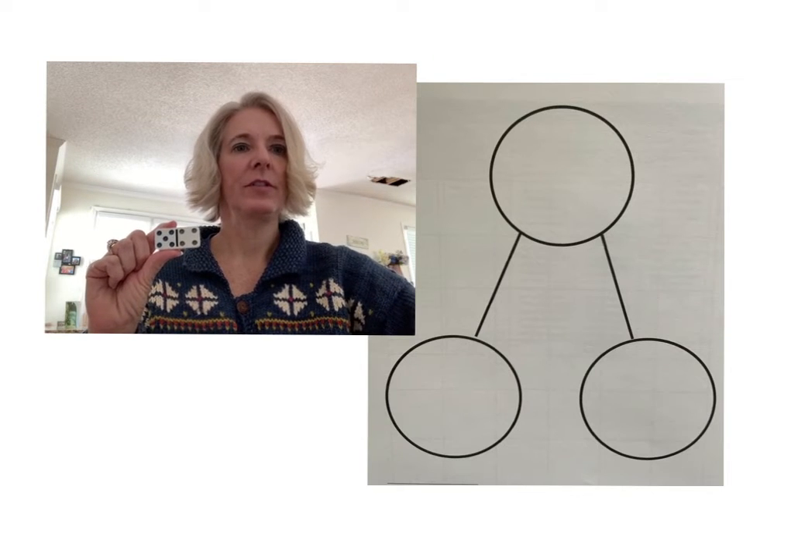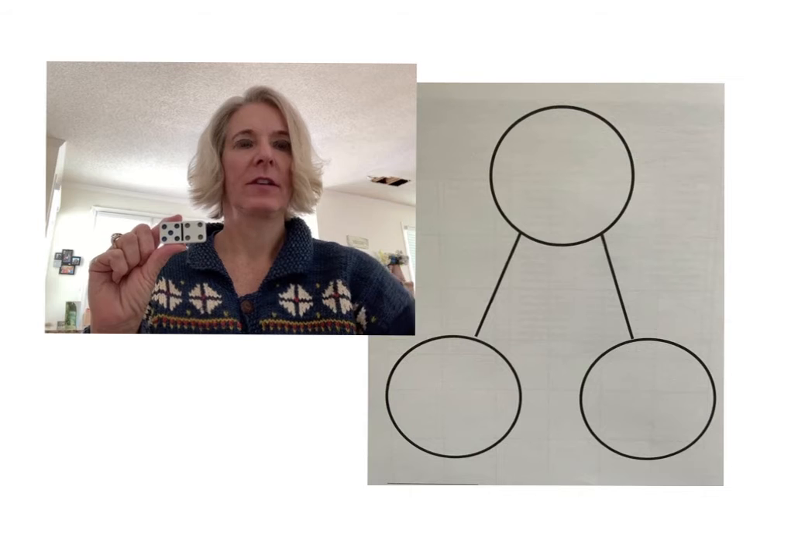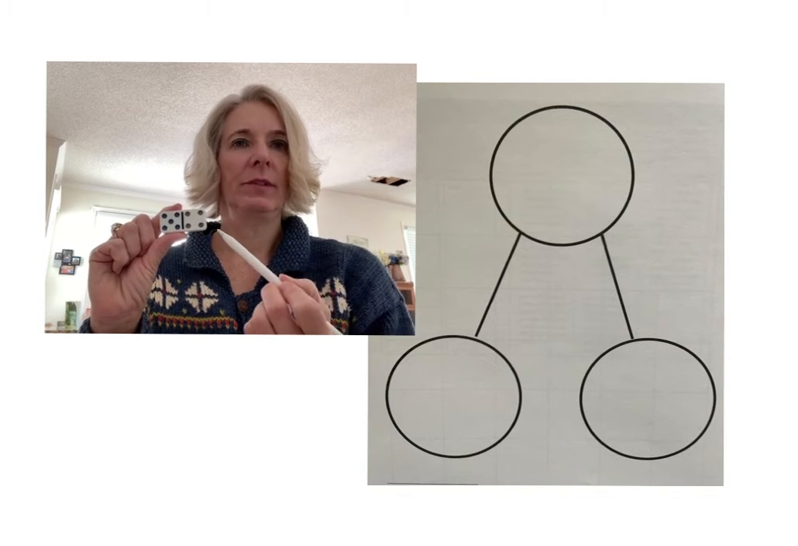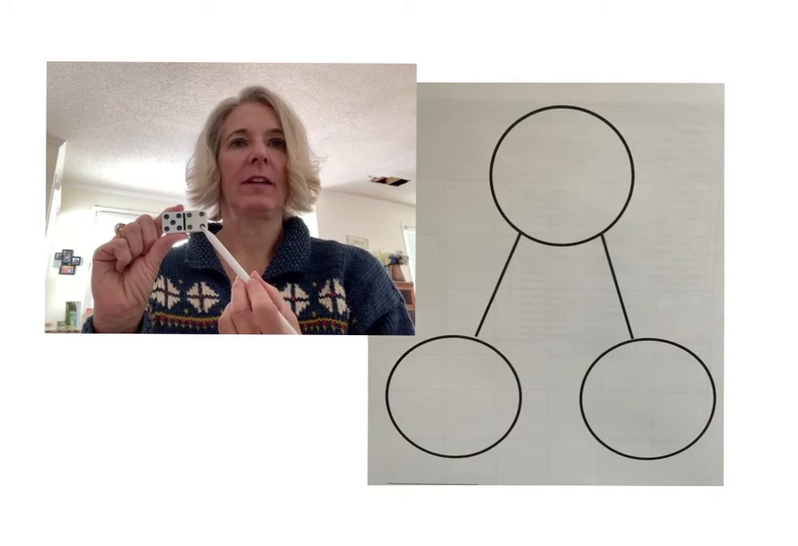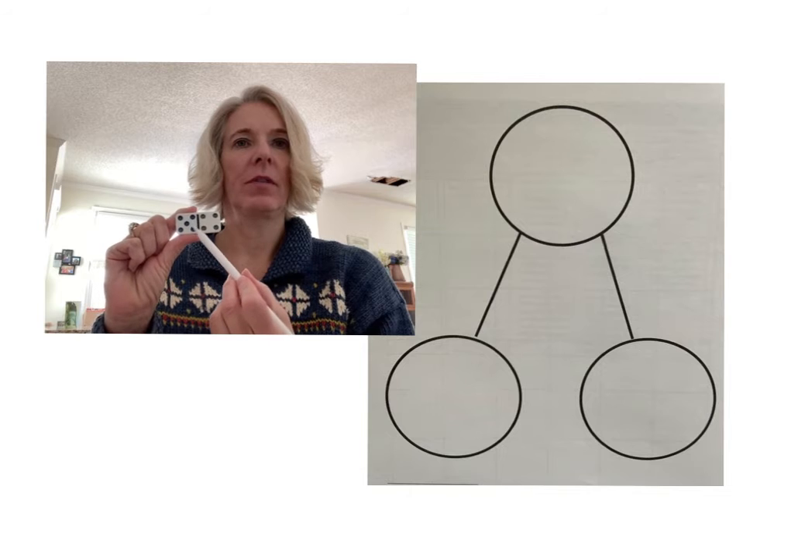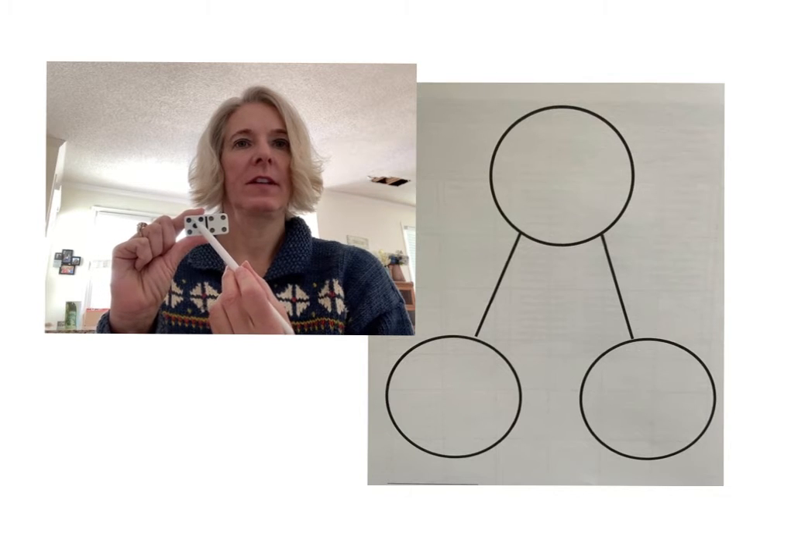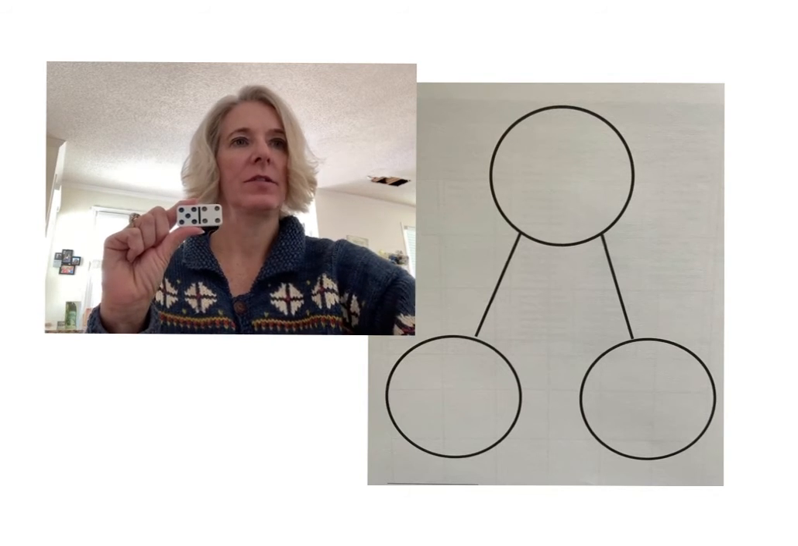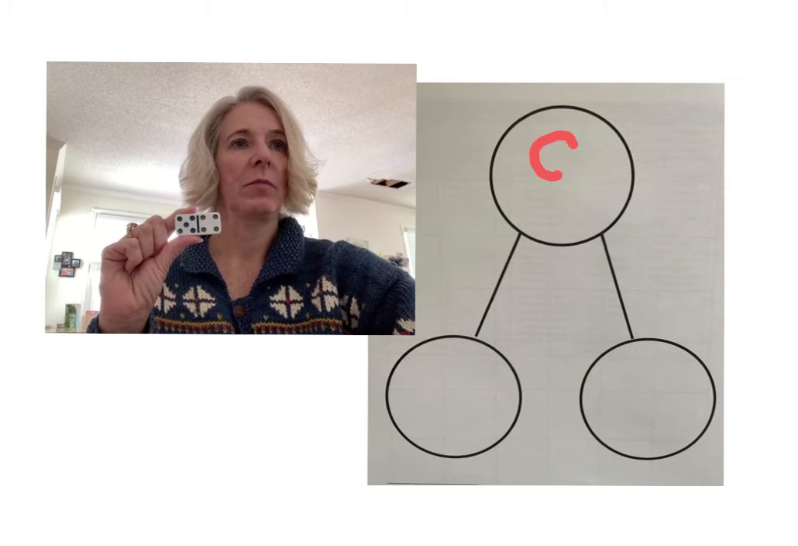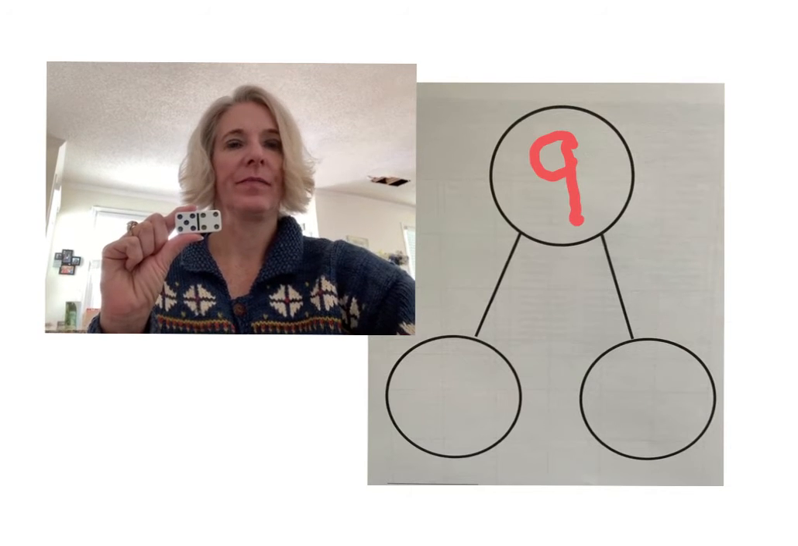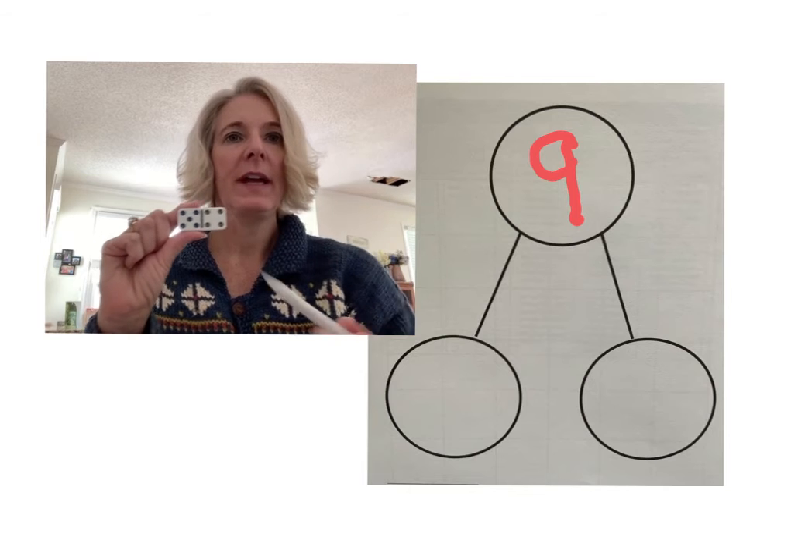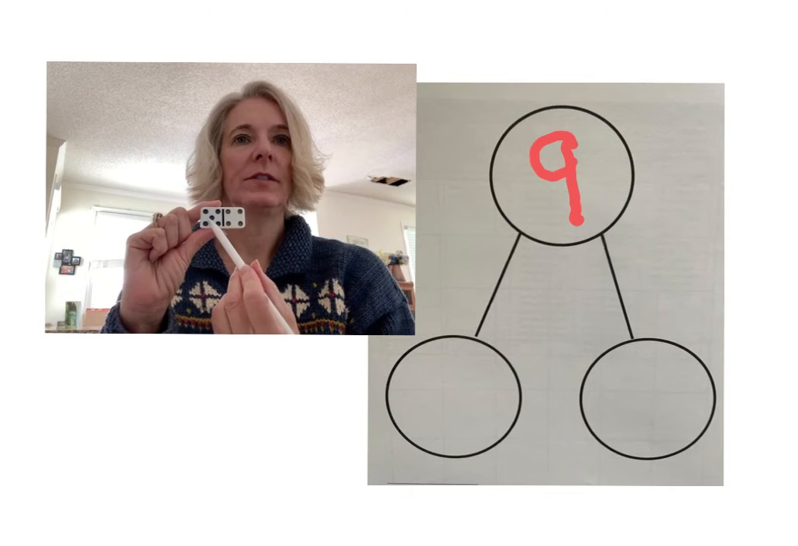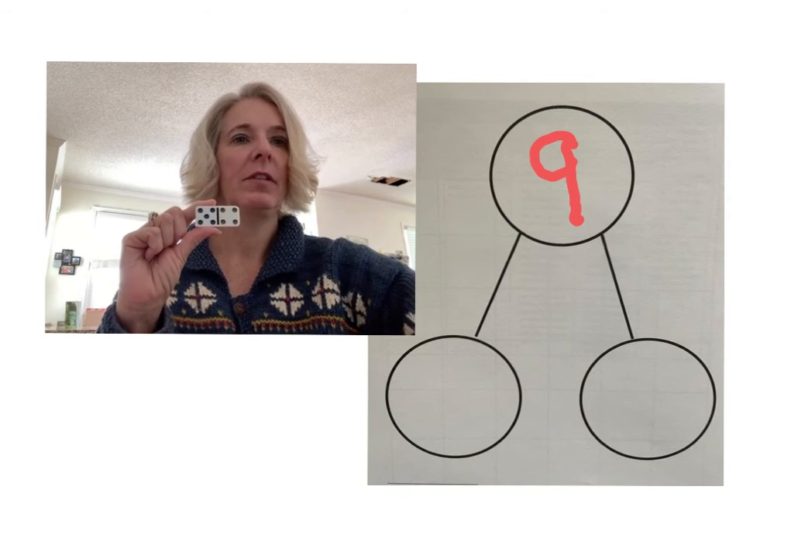Now we're still using our domino, but we want to subtract. We said when we added that our whole number is 9. 1, 2, 3, 4, 5, 6, 7, 8, 9. So we're starting with our whole number, which is 9. Then we're going to take away 5. 1, 2, 3, 4, 5.